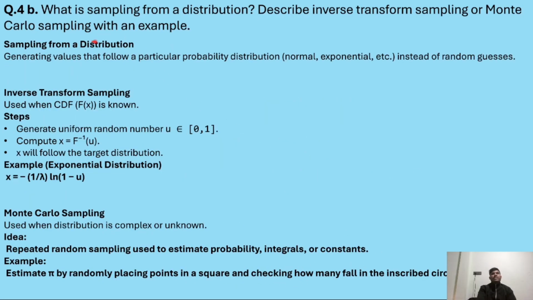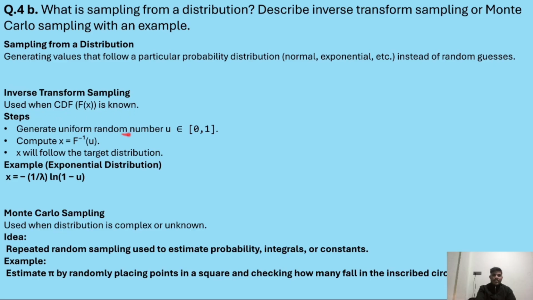Question number 4 B. What is sampling from a distribution? Describe inverse transform sampling or Monte Carlo sampling with an example. So, sampling from a distribution means generating values that follow a particular probability distribution, normal, exponential, etc., instead of random guesses. Inverse transform sampling is used when the CDF F(x) is known.